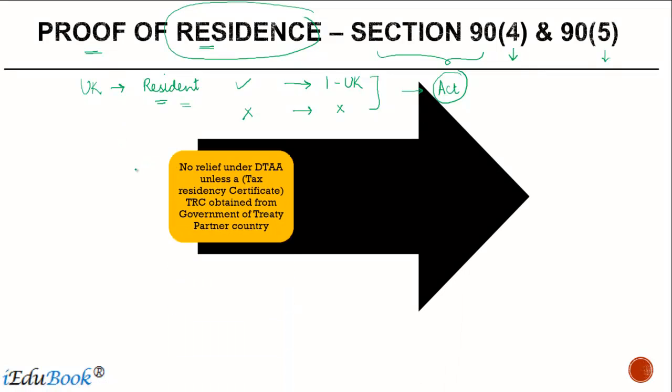There will be no relief whatsoever which will be given under the DTAA. DTAA is Double Taxation Avoidance Agreement, or the treaty as we call it, unless a tax residency certificate, a TRC as it is generally called, is obtained from the government of the treaty partner country. So in order to claim the benefit of the India-UK treaty, the person has to have a tax residency certificate from the government of UK which says that he is a tax resident of UK.